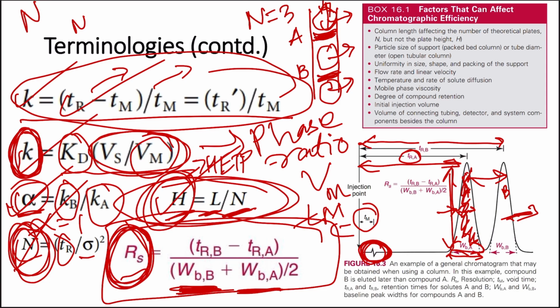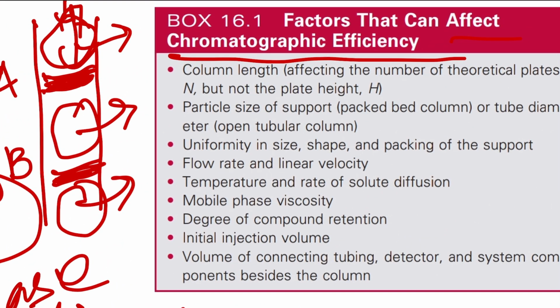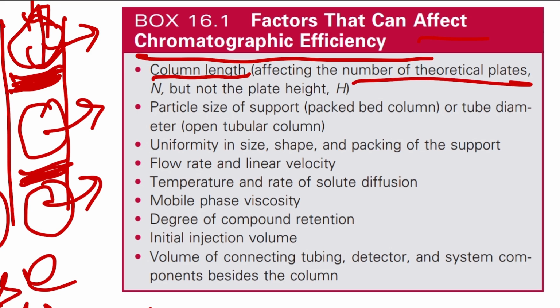Now coming to the different factors that affect the chromatographic efficiency. As I've already mentioned those things, now let's discuss them in detail. First we have the column length, because it is going to affect the number of theoretical plates, but not the plate height, because this will be L by N. So if the length increases, the number of plates also increases. As a result, this will remain constant.